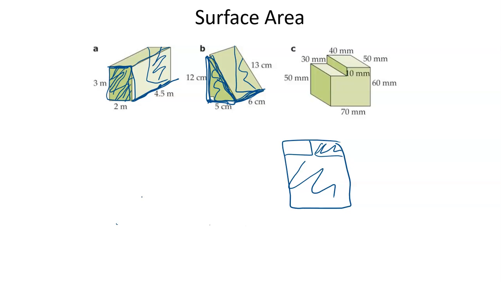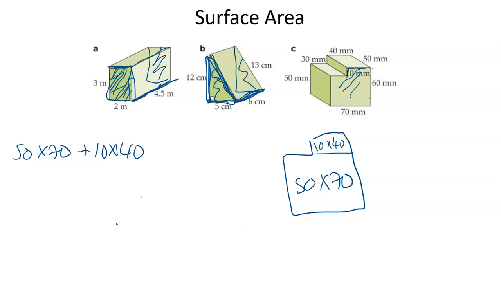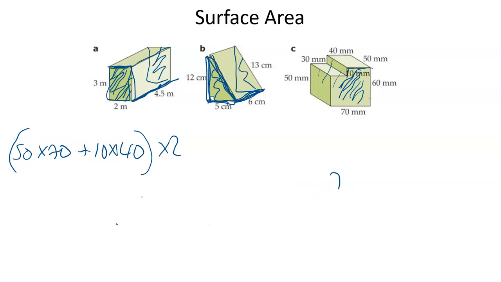So, if we do it by the cutting it off method, then we're going to have this bit here, which is 10 times 40, the 40 up here and the 10 there, and we're going to have this bit that's 50 times 70. So this area here, the whole area, is just adding them together. So 50 times 70, whatever that is, plus 10 times 40, whatever that is. We need 2 of those because we've got one at the front and one at the back, so times that by 2. And then we need all 6 of these rectangles.